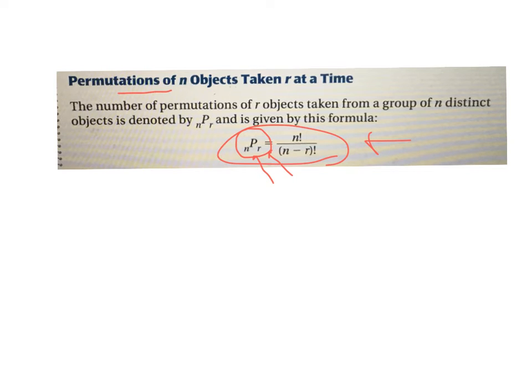One more time, n is the total number, it's going to be the big number. R is how many you're arranging or ordering out of that number.